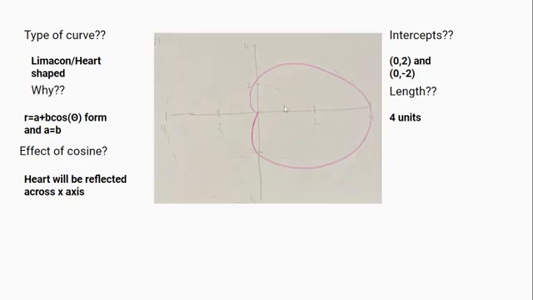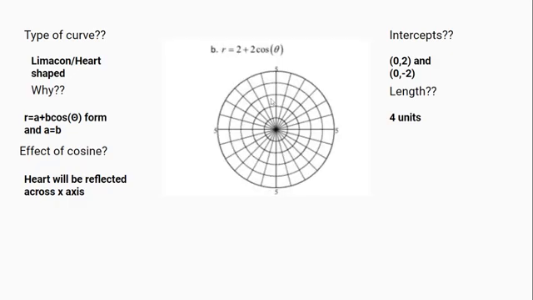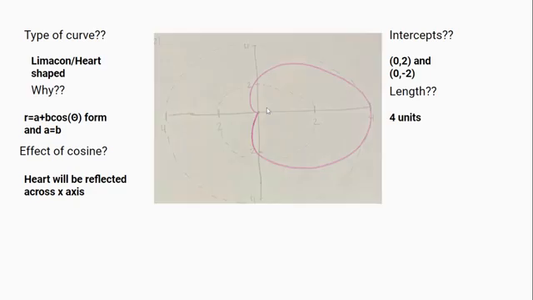And this is our rough graph. And we know it's positive because of the plus sign. If it was negative, it would be flipped the other way.